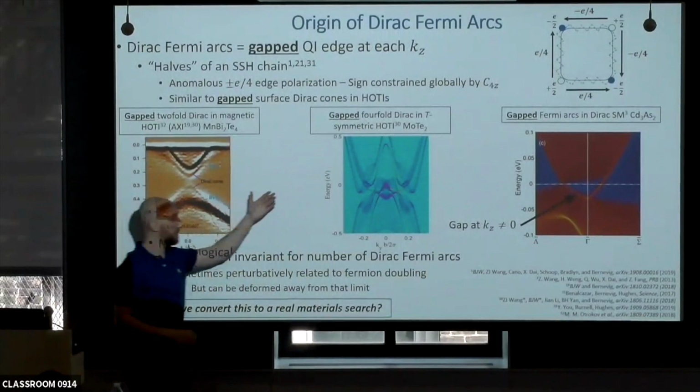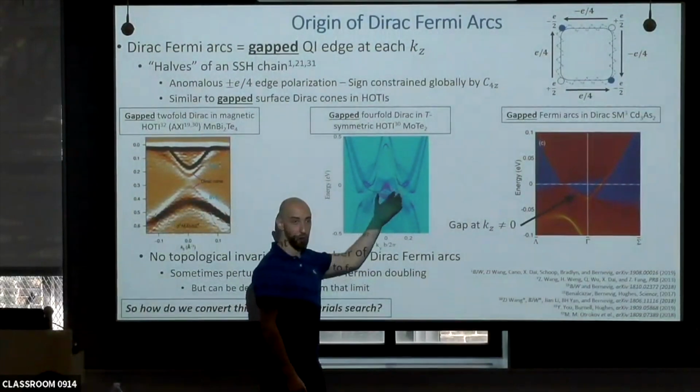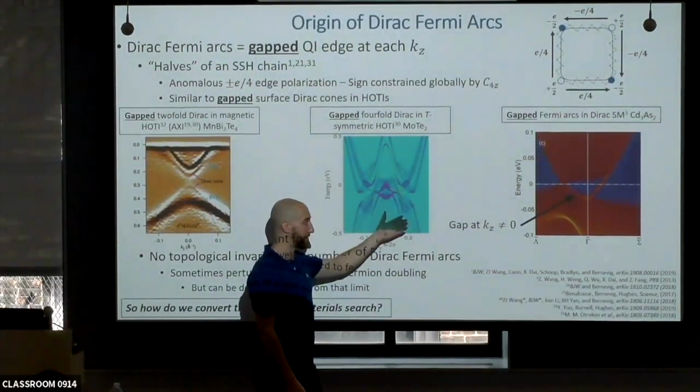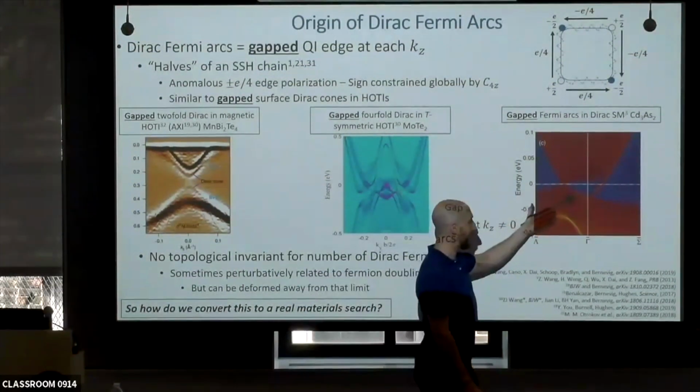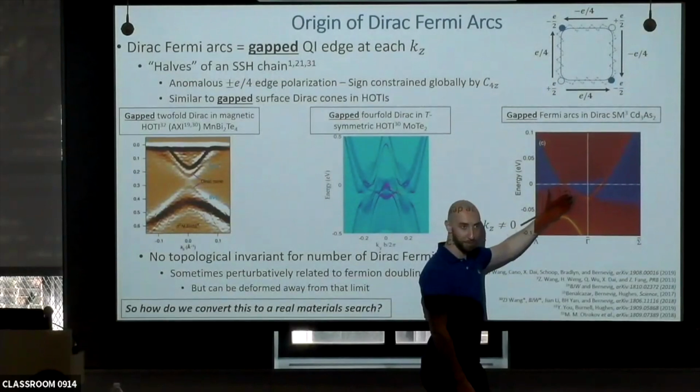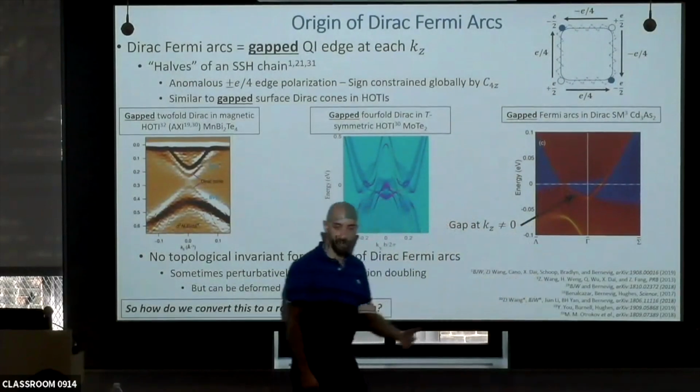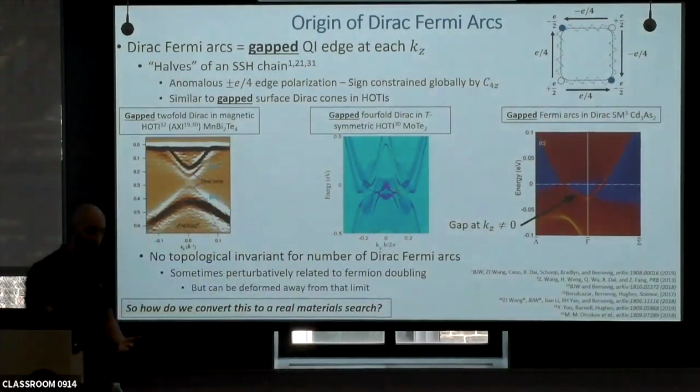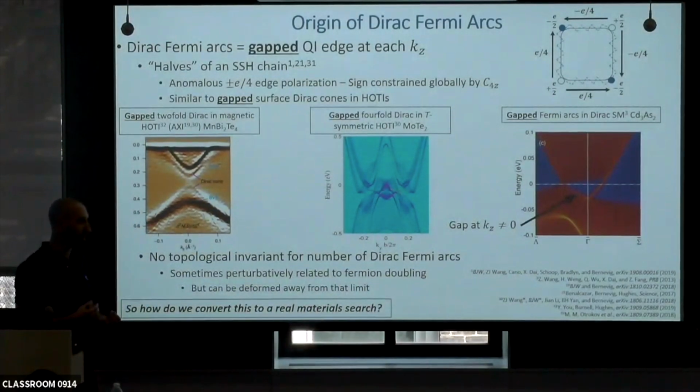And in a 3D HOTI, I can magnetically gap two Dirac cones, or one 4-fold Dirac cone. And in a Dirac semimetal, I can gap the Fermi arcs. So there's a sense in which the gapped bands on the surfaces capture this anomalous half-integer phase, but there's also nothing that controls the number of gapped bands. So I can float them around, I can pull extra bands. So there's nothing topological about the number of Dirac cones I see.